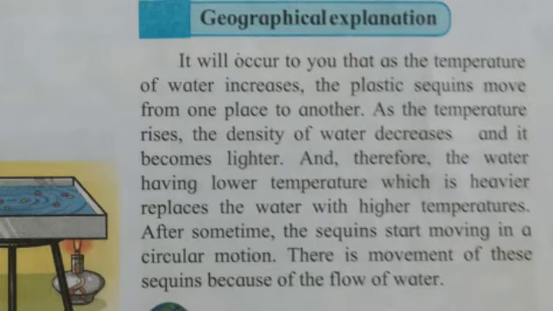Geographical explanation. It will occur to you that as the temperature of water increases, the plastic sequins move from one place to another. As the temperature rises, the density of water decreases and it becomes lighter. And therefore the water having lower temperature, which is heavier, replaces the water with higher temperature. After some time, the sequins start moving in a circular motion. There is a movement of the sequins because of the flow of water. We should note that the source of heat for oceans is the sun or sunlight.